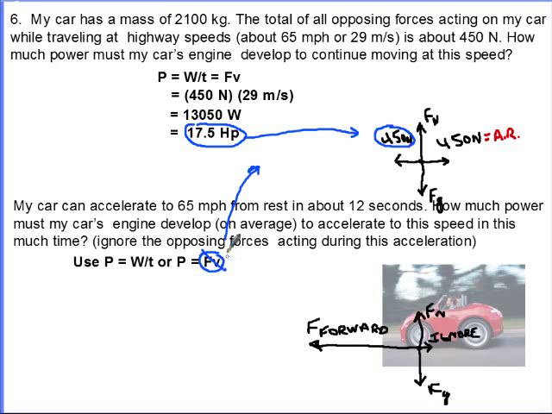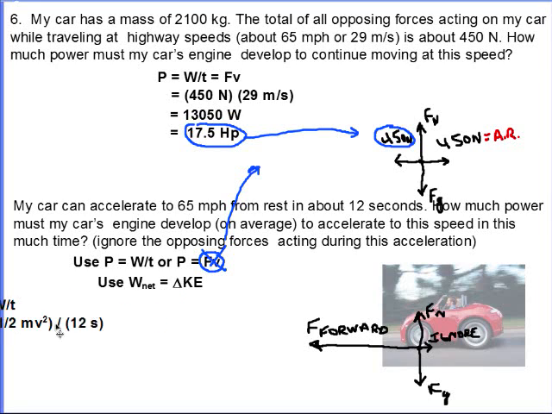In this case, it doesn't work too well, so what we're going to do is use power as work over time. Now we still have the task of determining how to get work out of this, and I'm going to recommend for this one that we use net work is equal to change in kinetic energy. Because we know how fast the car is going to be traveling at the end, I can just look at the change in kinetic energy to be equal to the net work done.